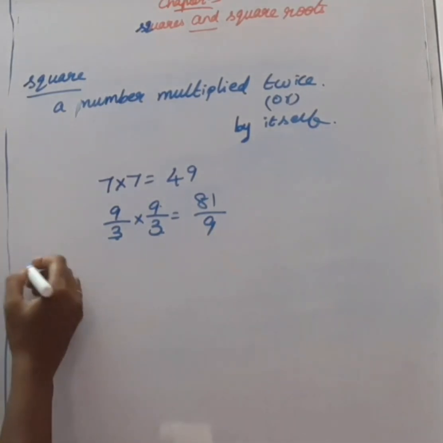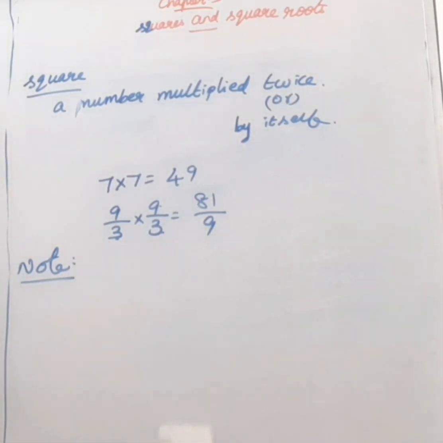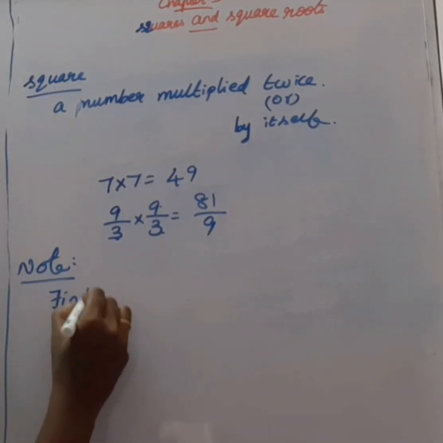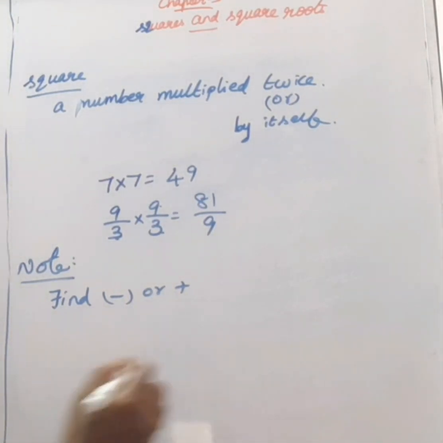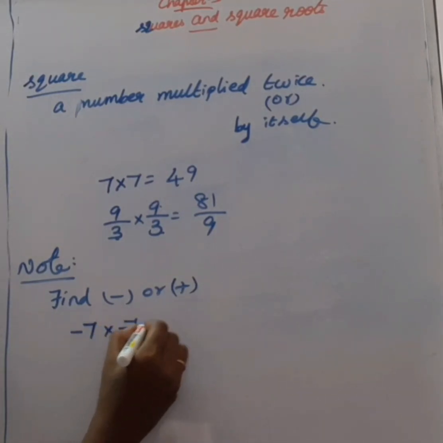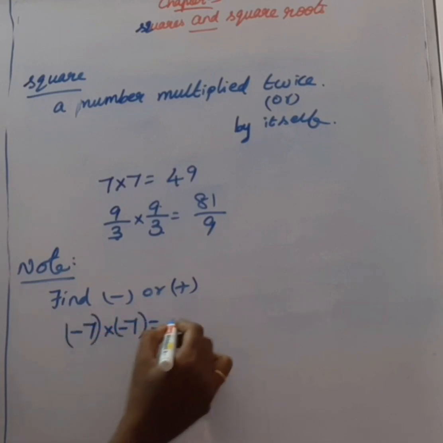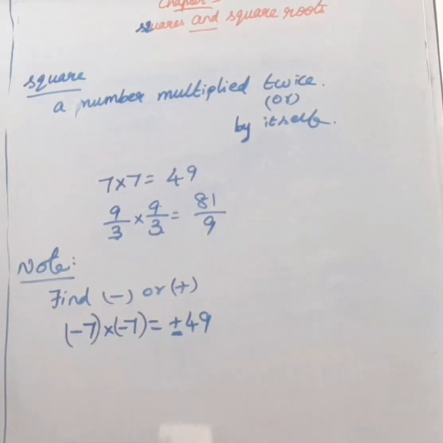Okay. The next note is, if we find the square of negative or positive numbers, we get the answer in the positive. So for example, -7 into -7. So what do we get here? Minus into minus becomes plus 49. So the minus sign becomes plus. Wherever we find the square value of a negative number, we get the solution in the positive value. Okay, this is the main explanation for the square.